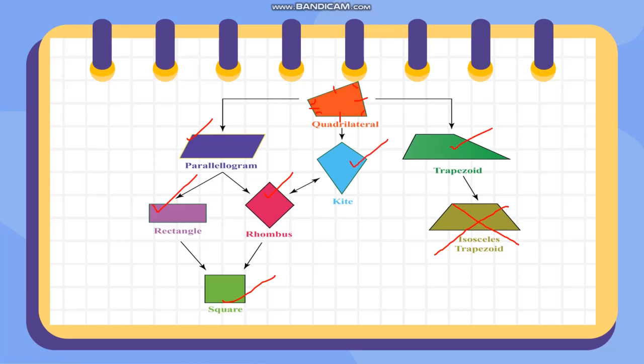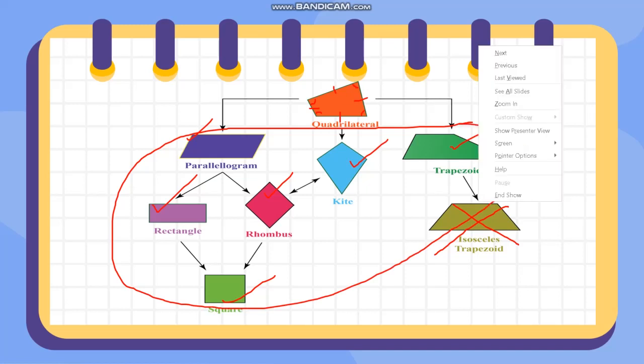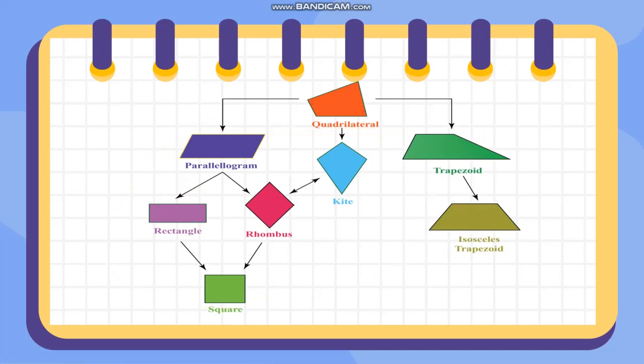Why? What is the property of quadrilateral? All of these have four sides and four angles. Okay, so that is the family of quadrilateral. Now, let's proceed to parallelogram. Parallelogram means two pairs of parallel sides. This is the first pair of parallel sides, and this is the second pair of parallel sides. When we say parallel, it means the lines will not intersect, never cross, or never meet.